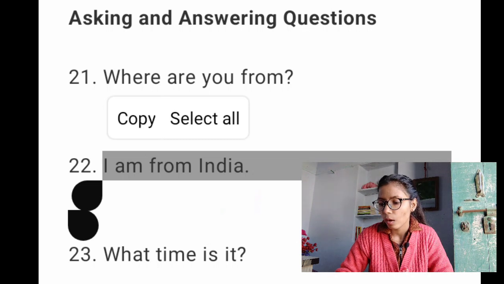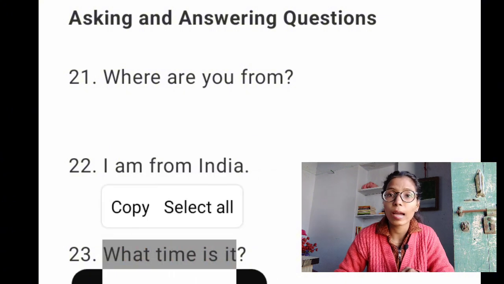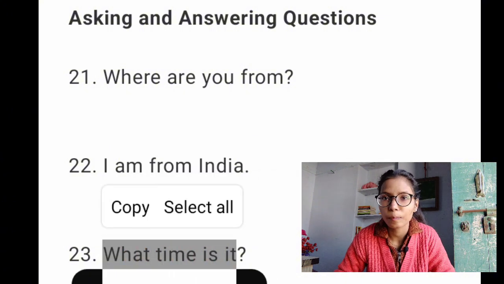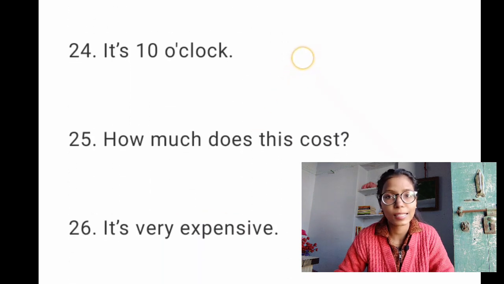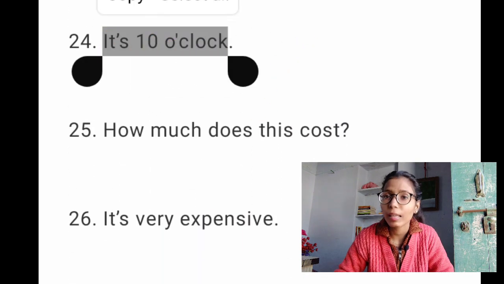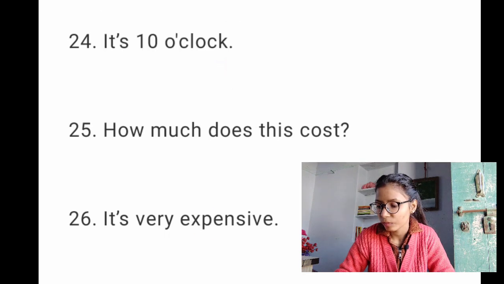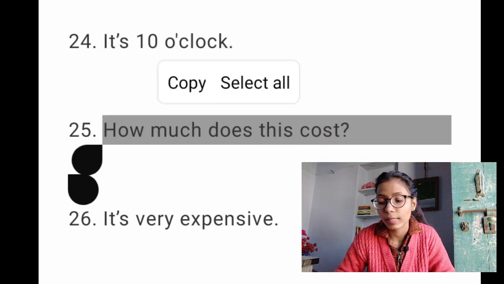Then, what time is it? क्या टाइम हो रहा है? कितना समय हो रहा है? If someone asks you, then you can say it's 10 o'clock. It's 11 o'clock. It's 10:30. It's 11:30. Okay? Then, how much does this cost? यह कितने रुपए का है?